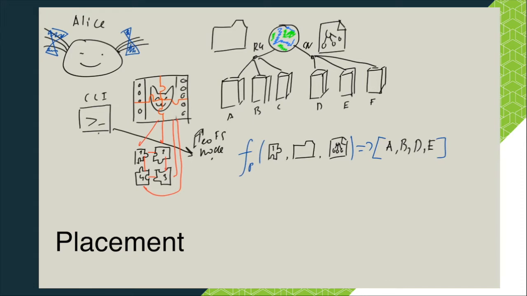Let's assume the policy says to store each object in 3 replicas. So the NeoFS node will put the object copies to nodes A, B, and D.